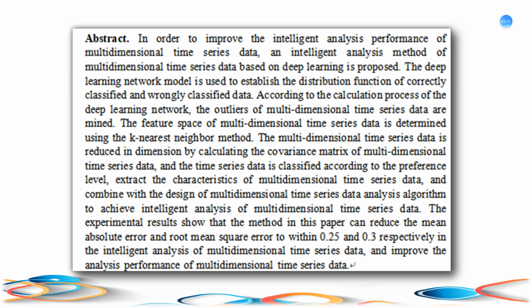The feature space of multidimensional time series data is determined using the k-nearest neighbor method. The multidimensional time series data is reduced in dimension by calculating the covariance matrix of multidimensional time series data, and the time series data is classified according to the preference level.